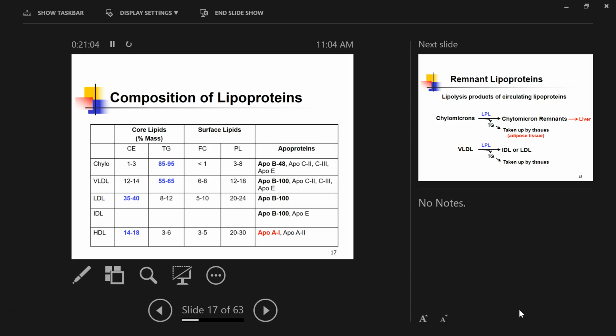And LDL is relatively simple. It only has ApoB100 on its surface, and HDL has ApoA1 and ApoA2, right, on its surface. All right, any questions so far?